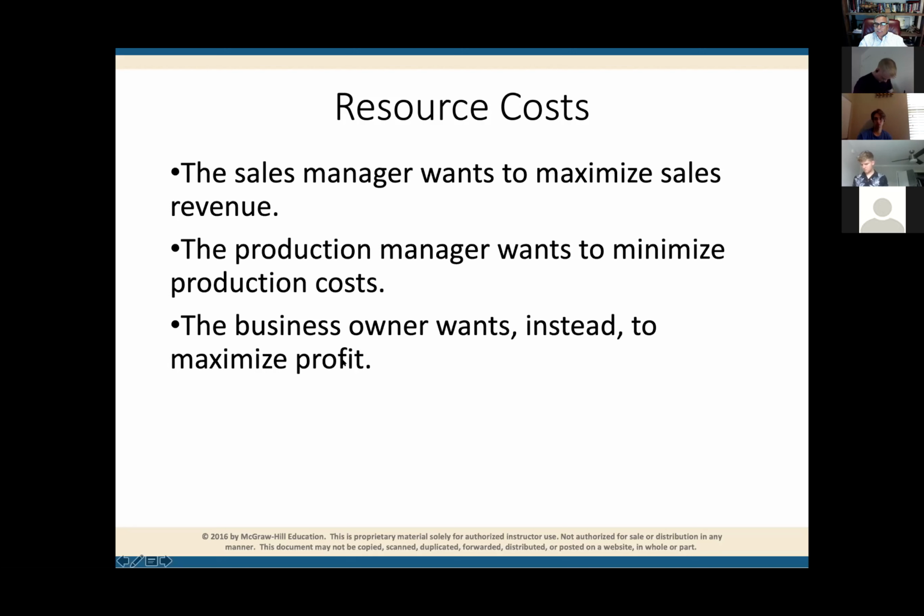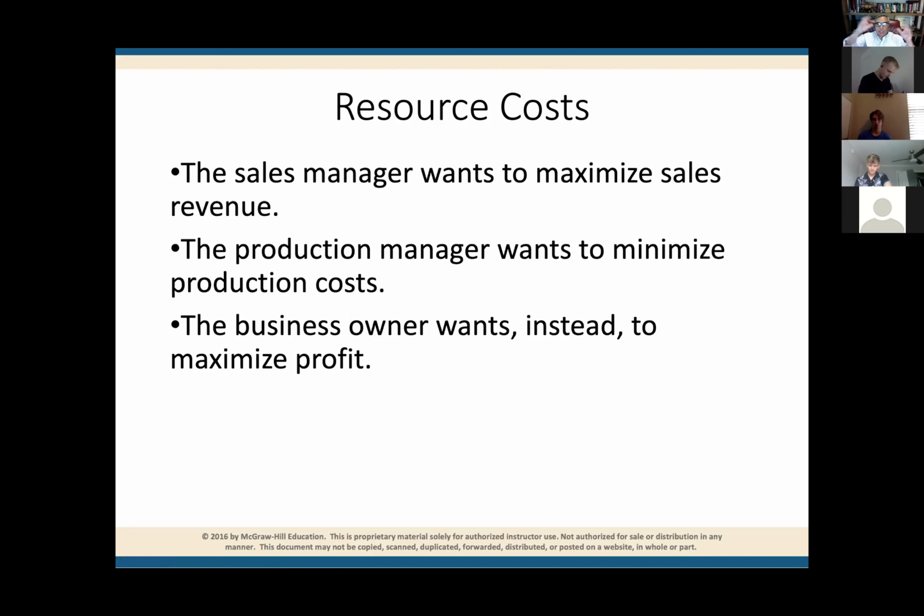Or it's possible that I can maximize my profit and you just simply sell more. But in order to sell more, I have to produce more, and my production manager is probably not going to be very happy that his production cost is going to go up. What I'm simply trying to tell you is that in a typical company, the objectives of the departments will be in conflict with each other.